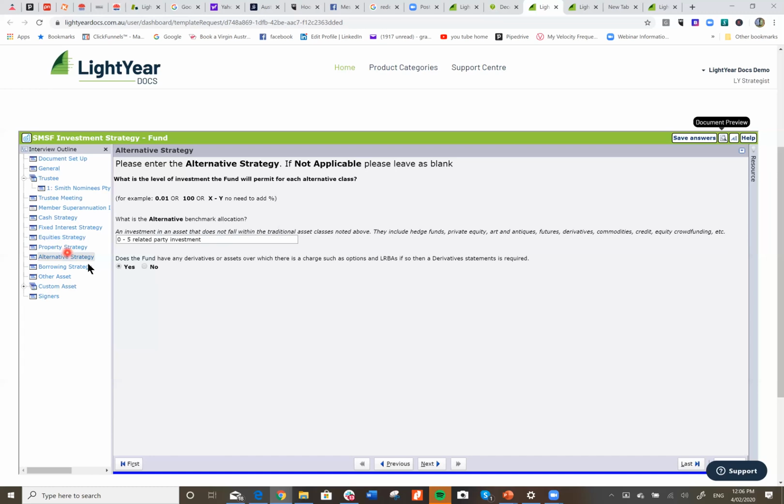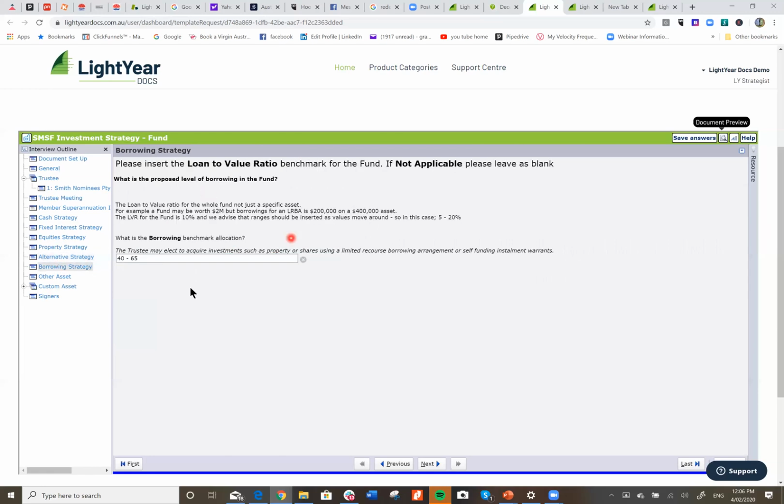So I could actually click each of these, and this will put in separate documentation there for us. Alternative strategy, if you want to put in a related party investment, so investing back in the shares of the company, you're going to have no more than 5%. So I'll put there 0 to 5%, basically sitting in there. That's a related party investment I can do in that.